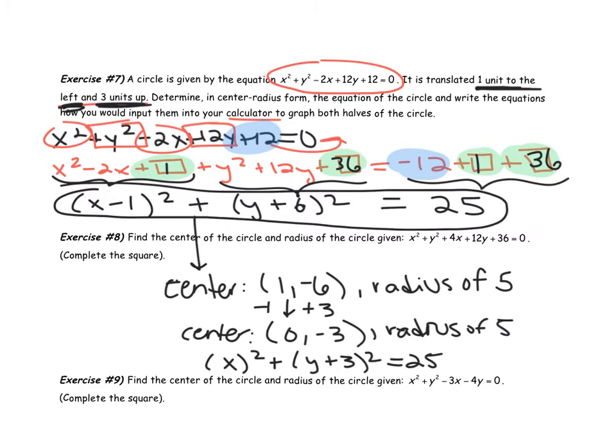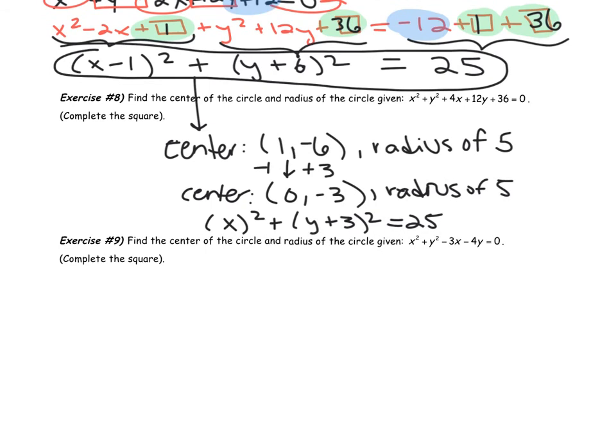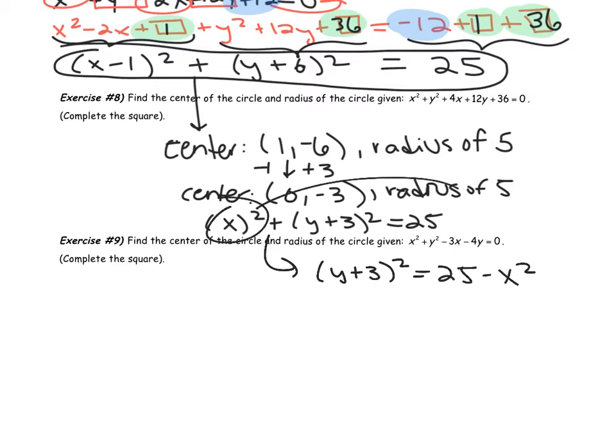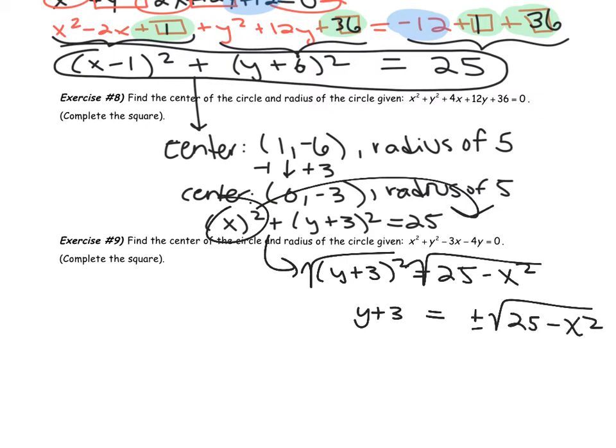And lastly, we want to write the equations how you would input them into the calculator. I apologize, this is all for exercise 7. To get this into the calculator, I'm going to bring over the x squared. So I'll have y plus 3 squared is equal to 25 minus x squared. Square root both sides. So I'll have y plus 3 is equal to plus or minus the square root of 25 minus x squared. Don't forget the plus minus. And in the same step, I'm going to bring that 3 over. So this will end up being negative 3. So I'll have y equals negative 3 plus or minus the square root of 25 minus x squared.